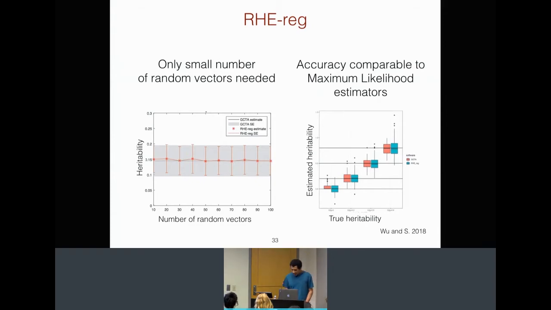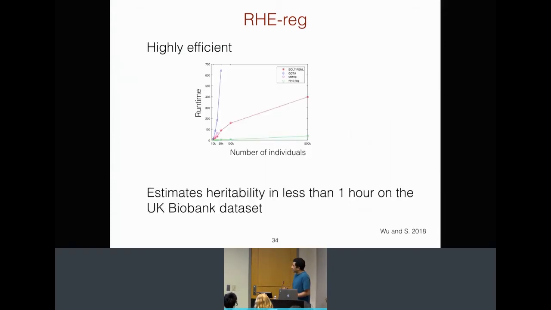All right, and then, of course, the question is, is it faster? And for these kinds of small number of random vectors, it is much faster than current methods. So we compare it to both REML, GCTA, and so on. And again, it can run extremely quickly on datasets like the UK Biobank.